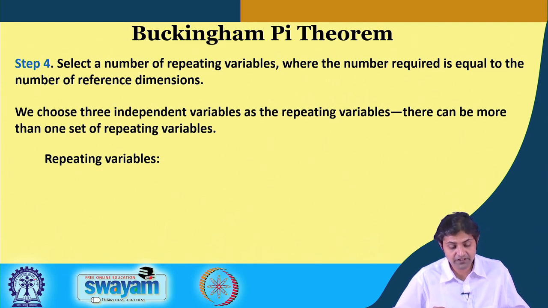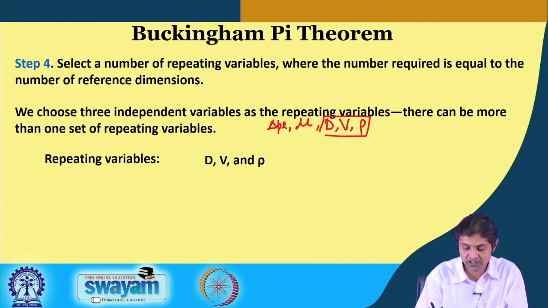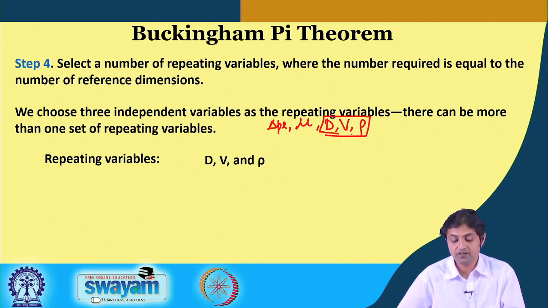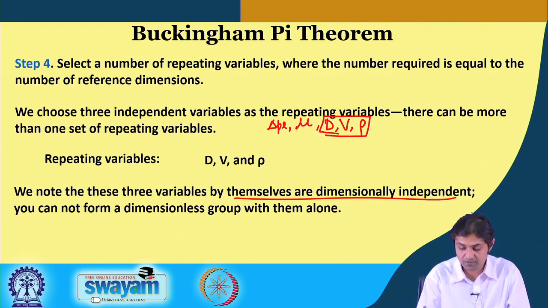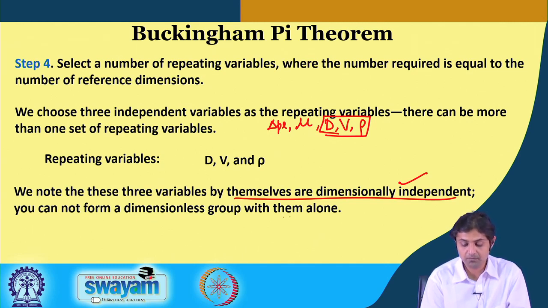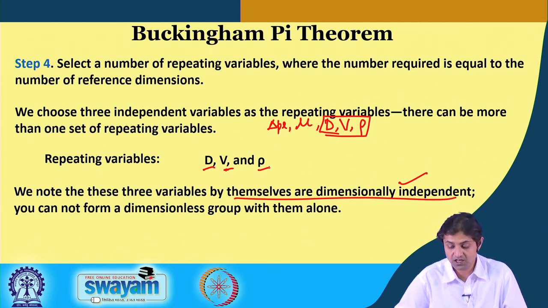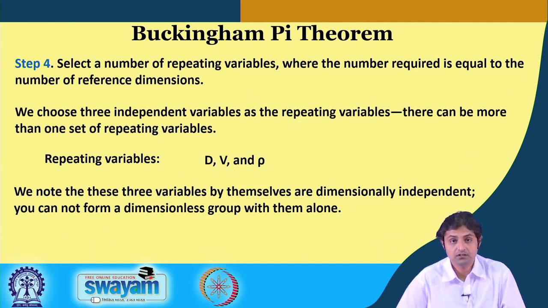Now, in our pipe flow case, we had 5 variables: delta P by L, mu, diameter, velocity, and rho. So, we have chosen these 3 as repeating variables. We note that these 3 variables by themselves are dimensionally independent. This is an important criterion. What does dimensionally independent mean? You are not able to form a dimensionless group with them alone. So, in no way, if you choose D, V and rho, will you be able to form a dimensionless group. So, they are dimensionally independent. That is one of the important criteria of choosing repeating variables.